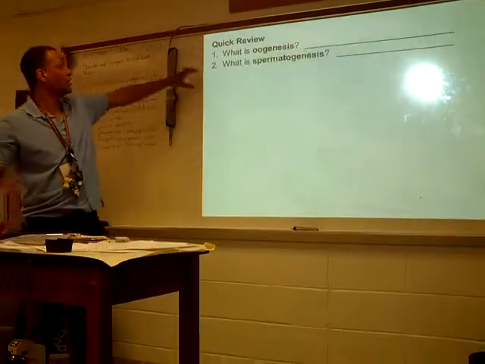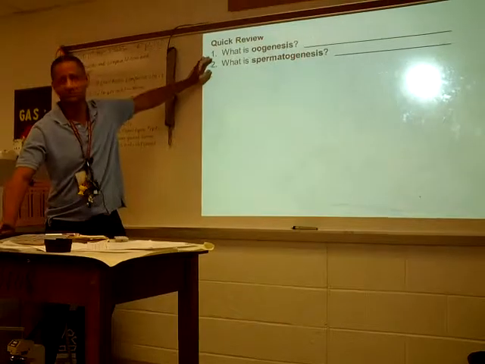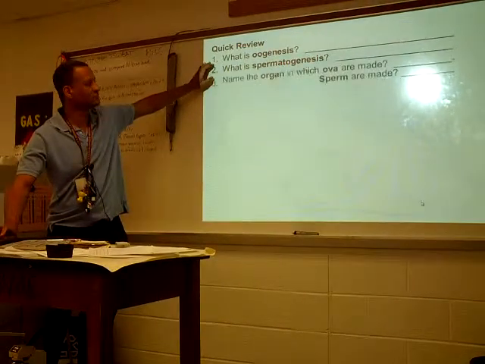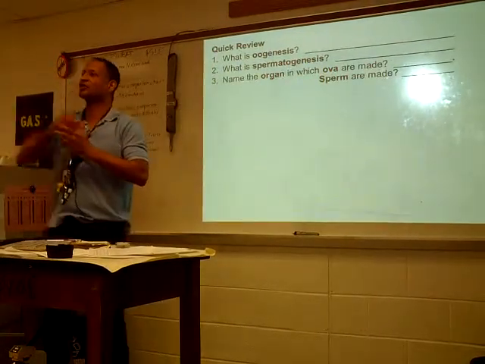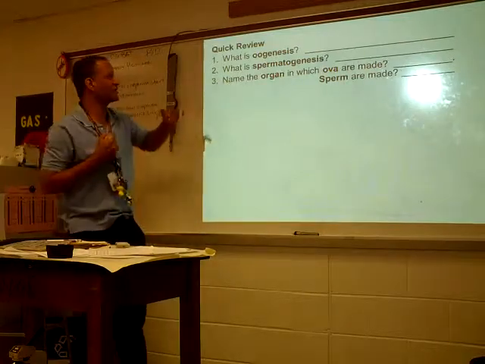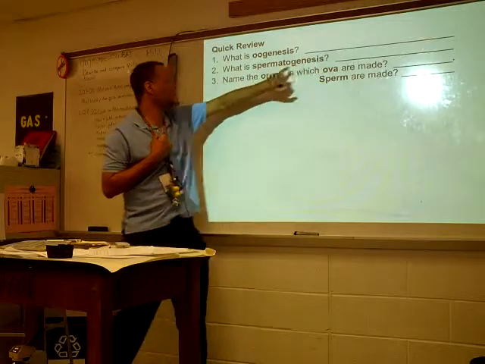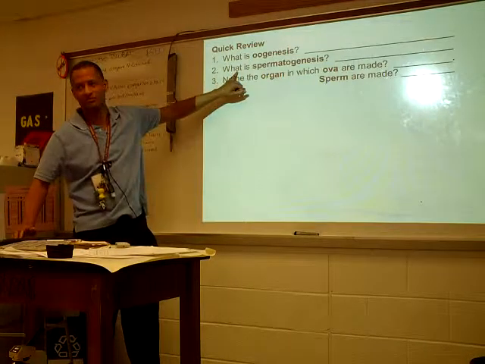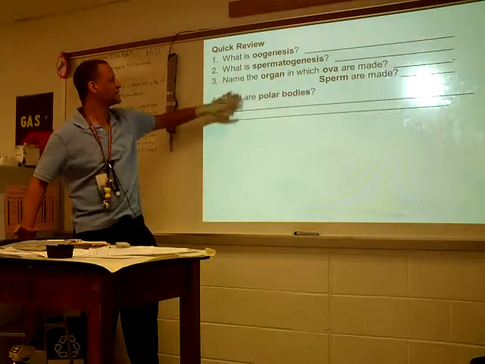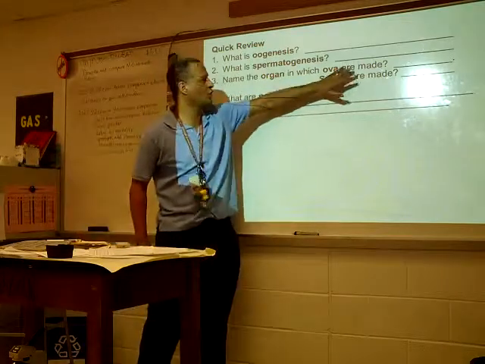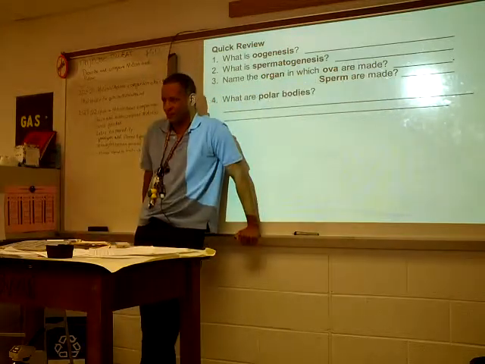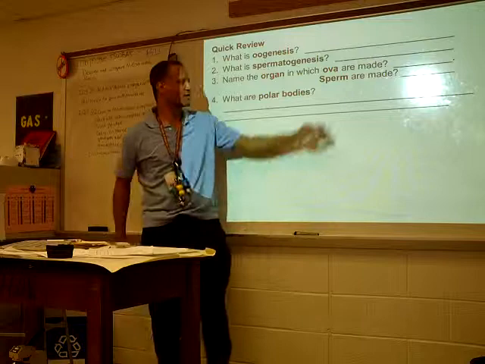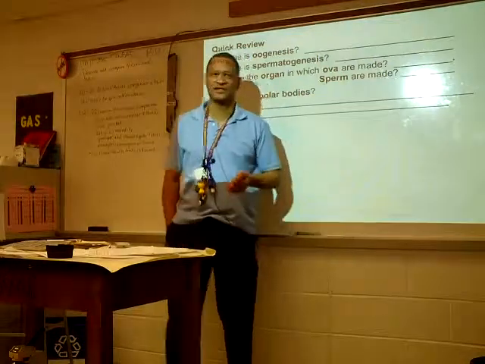Okay, so what is oogenesis? That's making one egg. In the back? Formation of ovum. Formation of ovum or egg. Yep. Okay. Spermatogenesis. Formation of sperm. All right. So name the organ in which the ova are made. Ovaries. Sperm remain in? Testes. Okay.